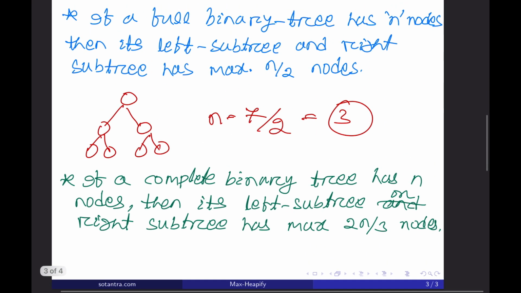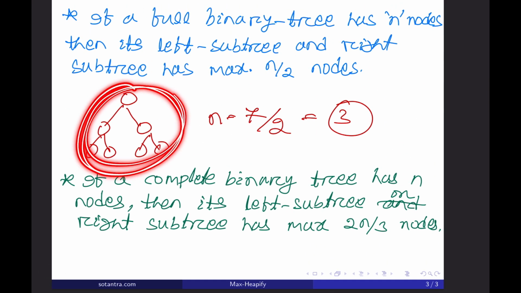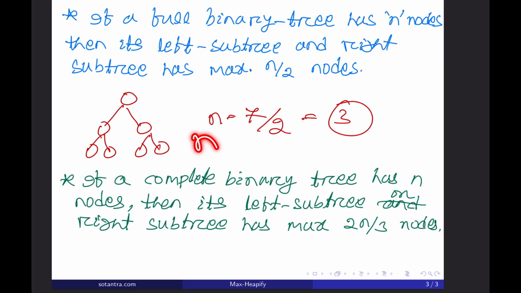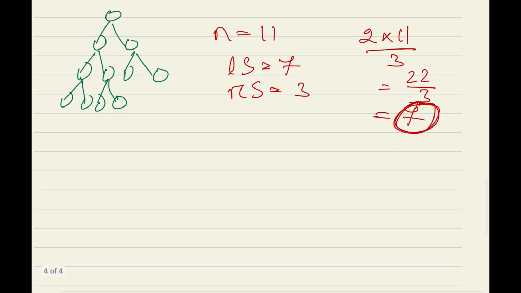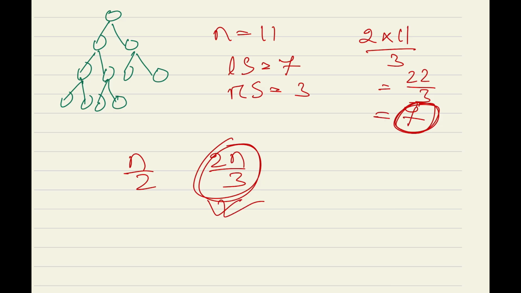So this one is also a complete binary tree, but here n by 2 is there. If we compare n by 2 and 2n by 3, 2n by 3 is the maximum, so this is the upper bound. So for a complete binary tree, 2n by 3 is the maximum number of nodes possible in the left subtree or in the right subtree.